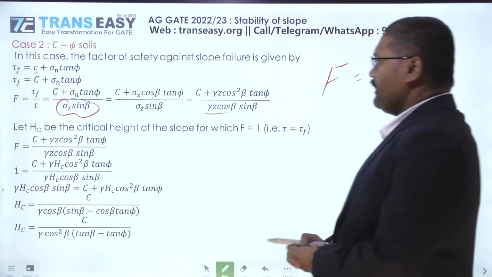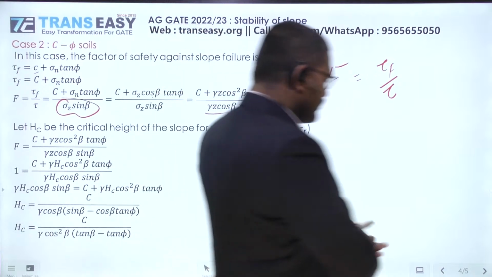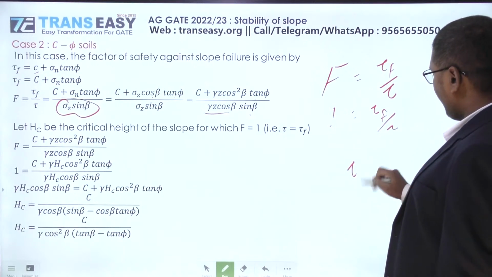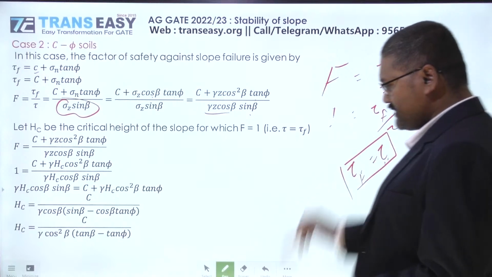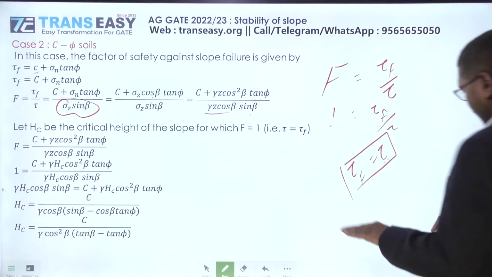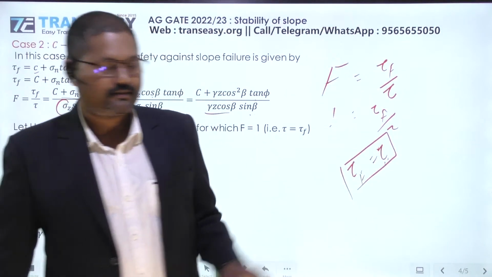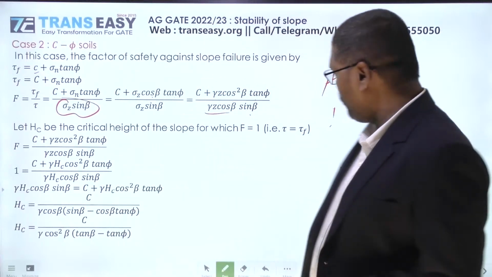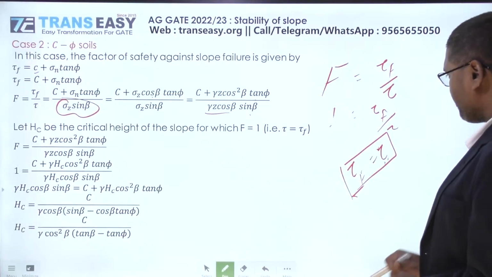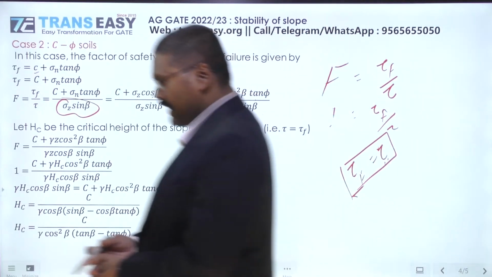Now dear students, let HC be the critical height of the slope for which the factor of safety becomes 1. As soon as the factor of safety becomes 1, tau f and tau become equal, meaning we have reached the limiting condition. The induced shear stress in a plane at any depth is just equal to the shear strength of the soil. So this is a limiting condition of failure. If it goes beyond this, the soil will fail. Here we are not taking a higher factor of safety. That height is called the critical height of the slope.